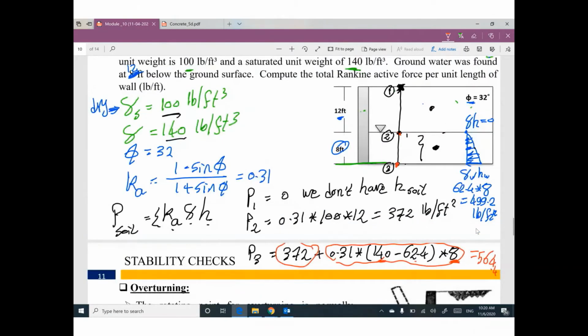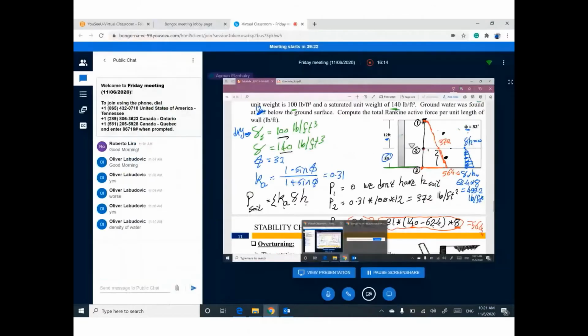Go ahead and put your numbers. 0. The value here is 372. The value here is 564.4. We have this shape. Any question? Looks good.